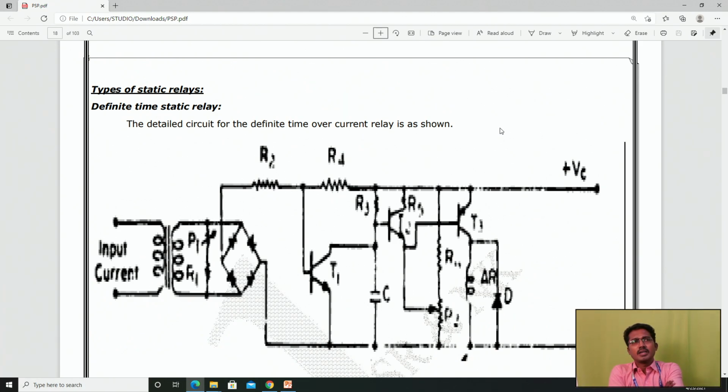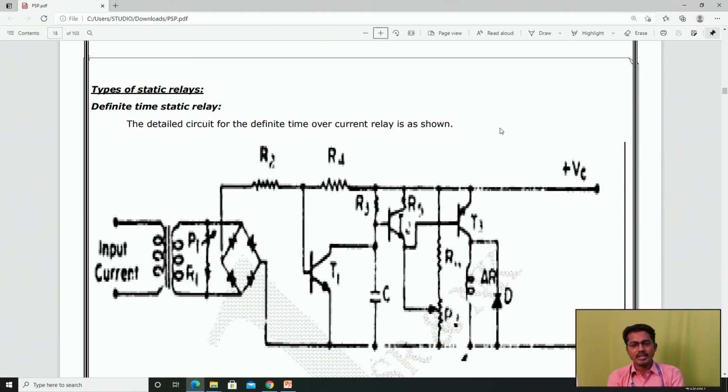Here, definitely the defined time static relay. Defined time means nothing but whatever the fault, the amplitude of the fault may vary, but the time will be fixed. 5 minutes means it will be 5 minutes. Either it may be 10 ampere, or 1 ampere, or 100 ampere, whatever may be the current flow in the circuit.